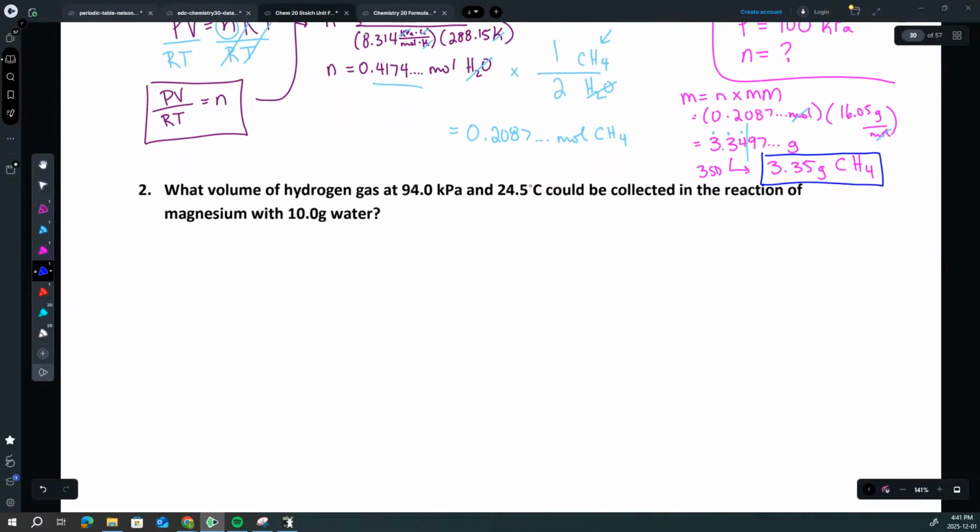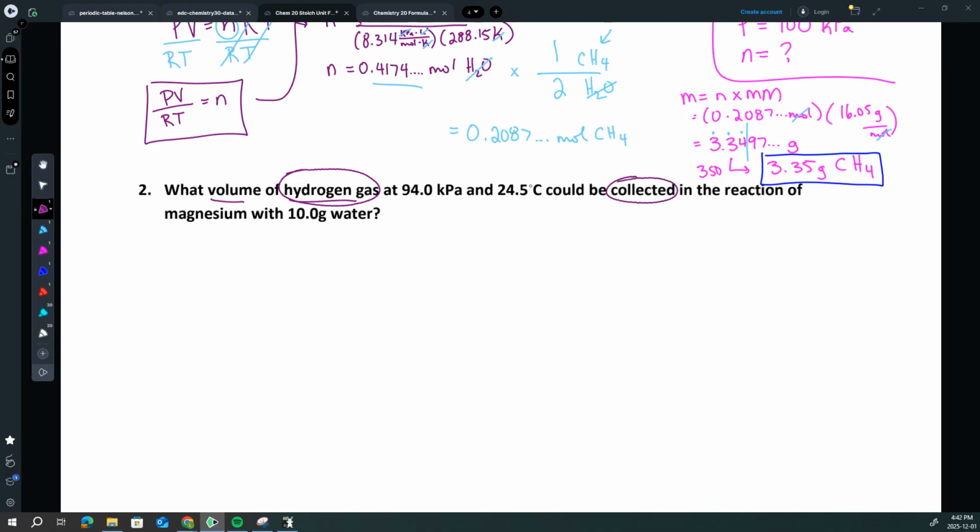Okay, next question. What volume of hydrogen gas at 94 kilopascals and 24.5 degrees Celsius could be collected in the reaction of magnesium with 10 grams of water? Okay, so this reaction of magnesium with water, that tells me that magnesium and water, we're reacting them together, so they have to be our reactants. Another clue here is that we're told hydrogen gas could be collected.